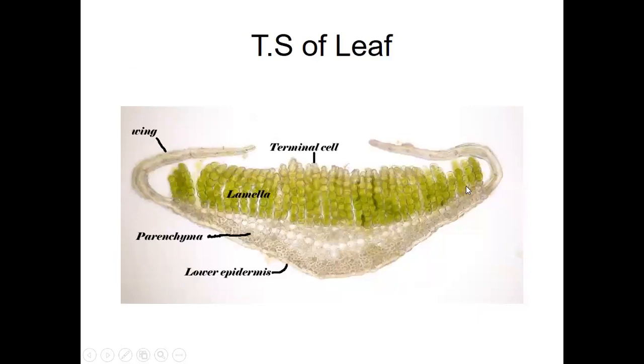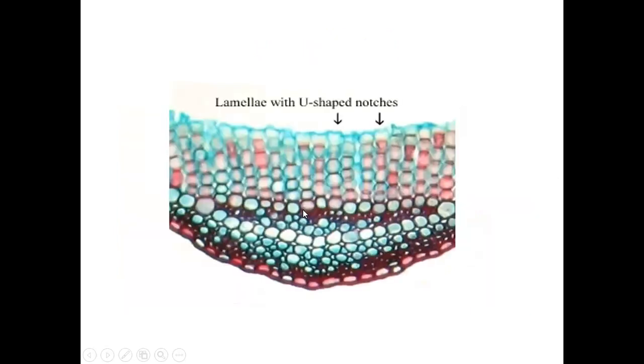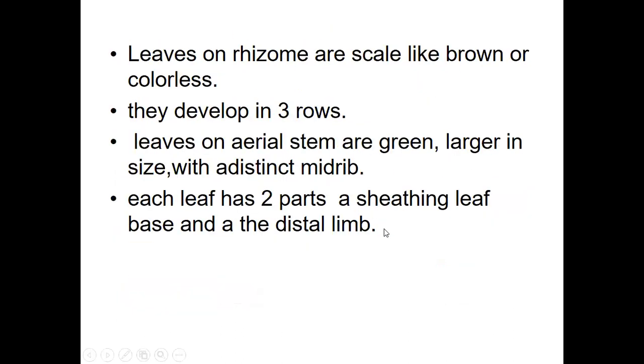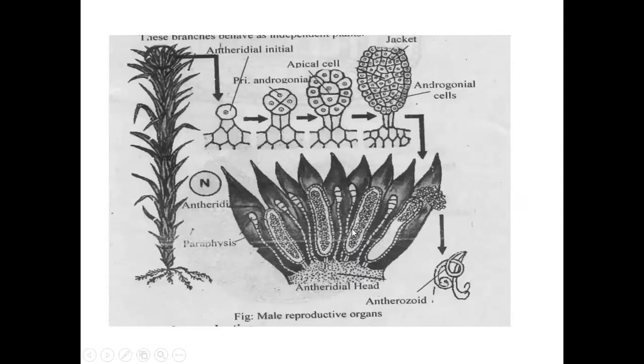The central portion has the photosynthetic filaments, the mesophyll tissue, where all the cells are arranged longitudinally, forming the photosynthetic lamellae, performing photosynthesis. And these are the terminal cells. And these are the lowermost parenchymatous cells storing the food material. And this is the lower epidermal region. Right, so two parts: the sheathing leaf base and the distal limb.